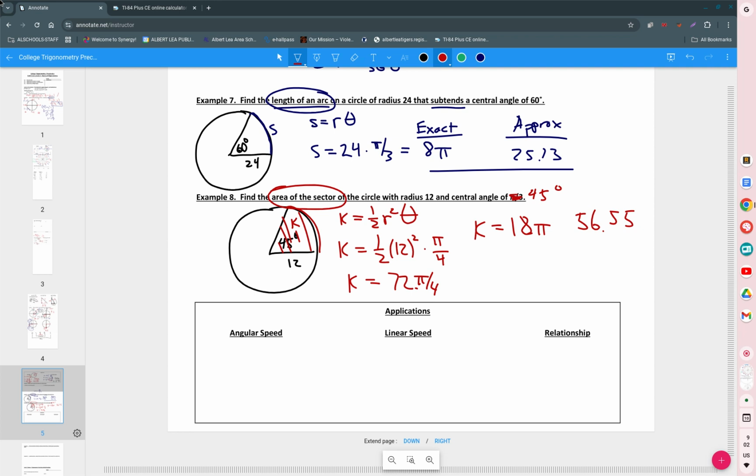So if you're just getting practice using that formula, make sure that you are using radians each time and not degrees. Should go pretty quick. You guys got about 10 minutes. You might be able to get the whole thing done. I'll post the answer key.